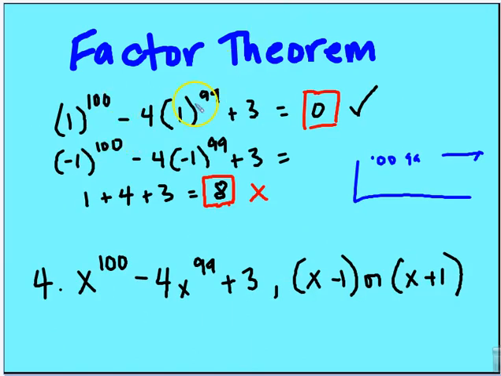So we check 1 and negative 1. Yes, 1 is a root. So x minus 1 is a factor, and then negative 1 ends up not being a root. So x plus 1 is not a factor. So x minus 1, we're going to check that box here, is a factor.